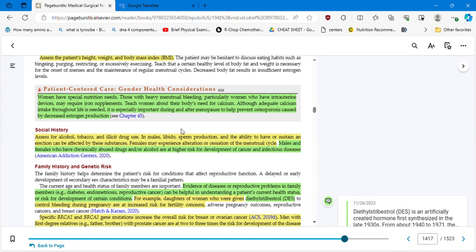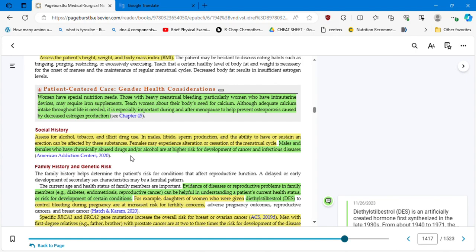Women have special nutrition needs. Those with heavy menstrual bleeding, particularly women who have intrauterine devices, may require iron supplements. Teach women about their body's needs for calcium. Although adequate calcium intake throughout life is needed, it is especially important during and after menopause to help prevent osteoporosis, as we discussed in previous chapters, caused by decreased estrogen production.